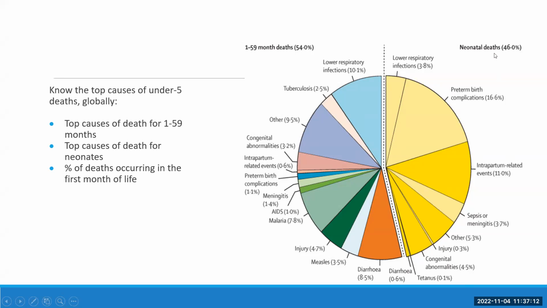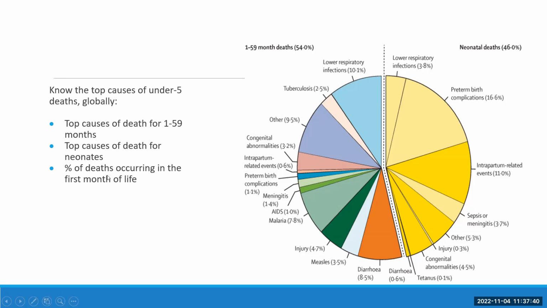On this other side, neonates, if you recall, are basically children in the first month of life. Top cause of death, we have 16%, almost 70% of deaths due to preterm birth complications, okay? Preterm birth is what we call premature birth. They were born early and there were complications due to that.